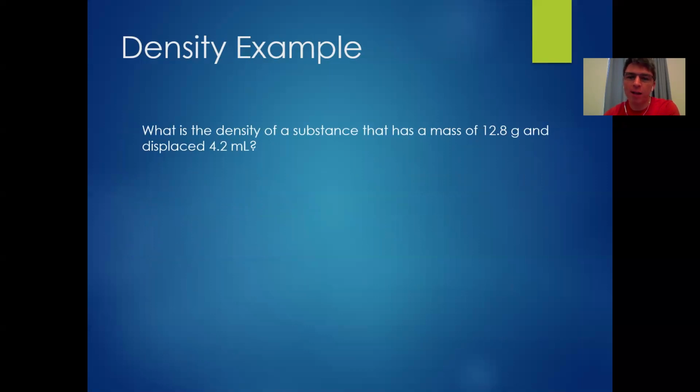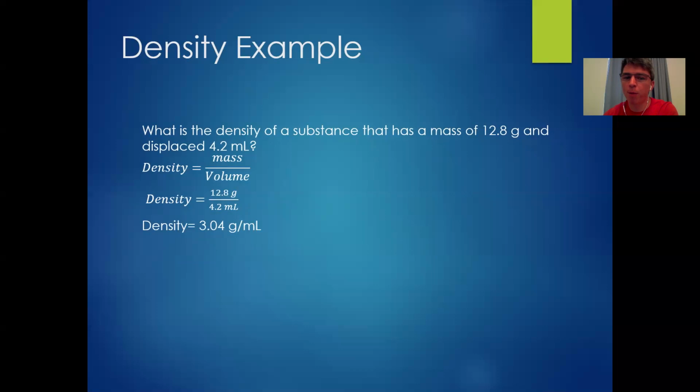I'll give you guys another density example. Again, we'll talk about it more next week. Density is just grams over milliliters. So if it has a mass of 12.8 grams and displaces 4.2 milliliters, density is mass over volume. Here's why we care about it this week: significant figures. If you do the math, you get 3.04 grams per milliliter. We're doing division, so we care about the number of significant figures. Our top number has 1, 2, 8, 3 significant figures. Our bottom number has 4, 2 significant figures. 2 is the smaller number of significant figures, so our answer needs to have 2 significant figures.